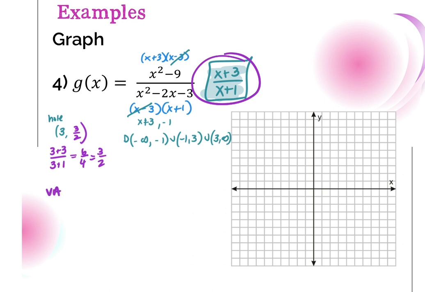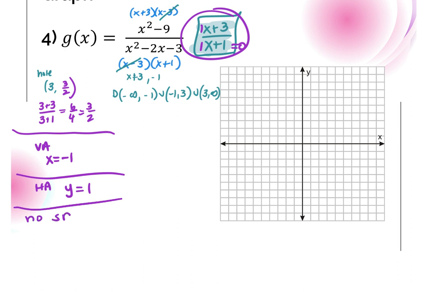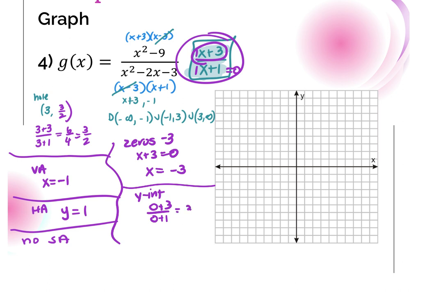All right, so now I'm going to go through all my regular stuff based on my simplified. So my vertical asymptote would be that x plus 1 equals 0, which means x equals -1. My horizontal asymptote, they are both the same exponent, so it's the leading coefficient. It would be y equals 1 over 1, which is just 1. There is no slant. My zeros come from my numerator, so x plus 3 equals 0, so x equals -3. -3 is a zero. And my y-intercept comes from plugging in 0, 0 plus 3 over 0 plus 1, which is 3.